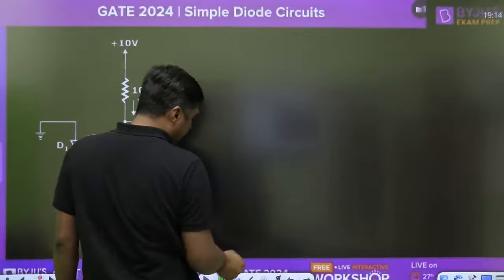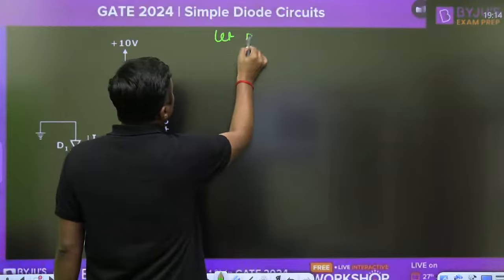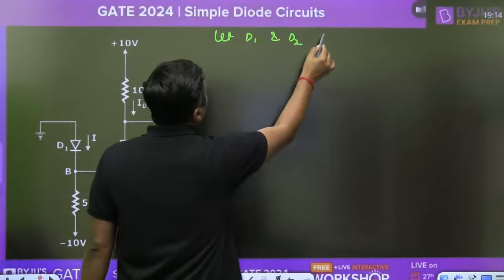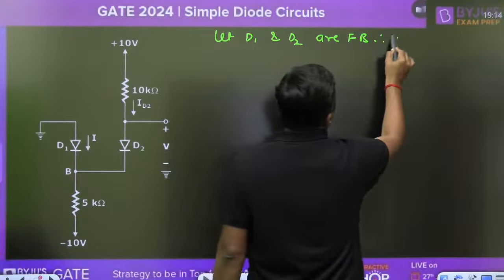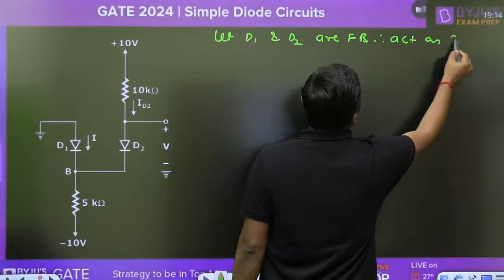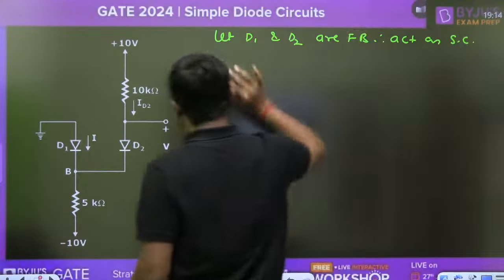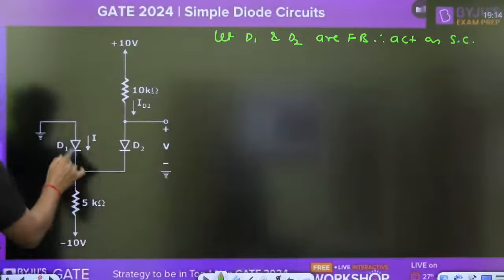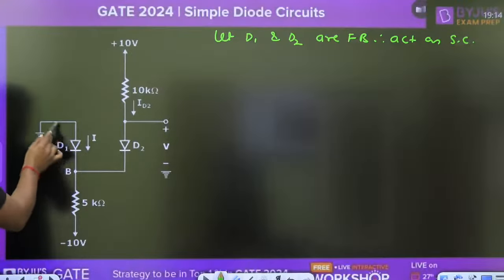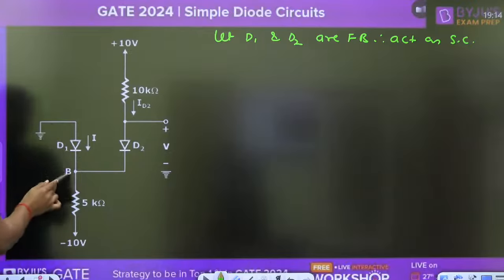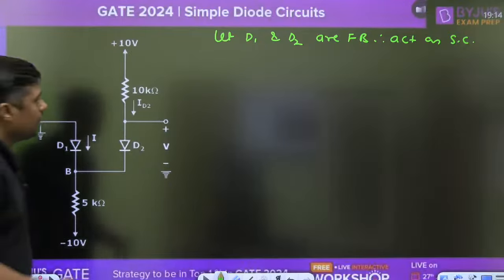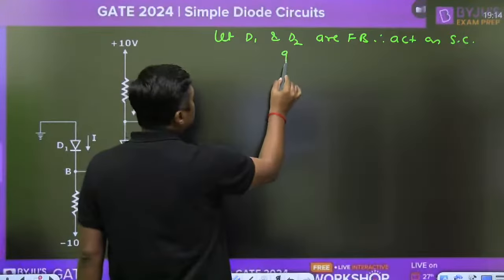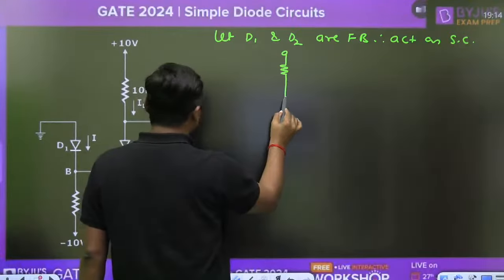Because it is visible in the diagram, D1 and D2 are forward biased. Means they act as what? Act as short circuit. Okay, this is our assumption. Now if they act as short circuit, try to understand, guys, that means it is connected to ground. This is also short circuit, connected to ground, and V will become 0.